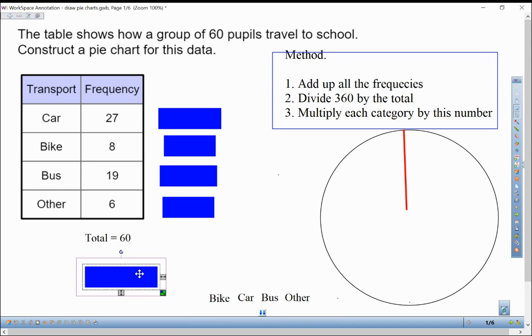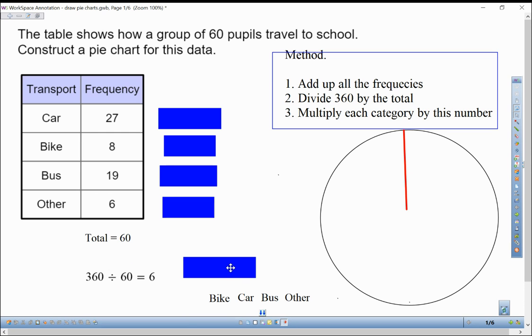What we then do is take 360, because there's 360 degrees in a circle, and divide it by 60, which gives us 6. This tells me that each category in my pie chart is worth 6 degrees. So what we do then, we take each of our frequencies up here and we multiply by 6.